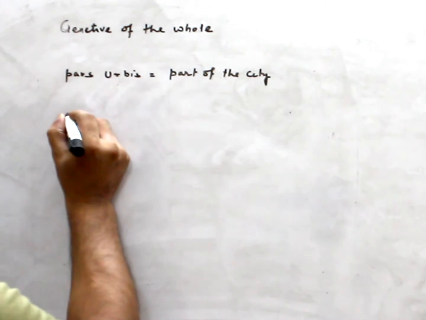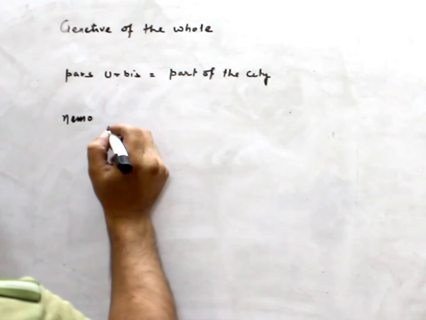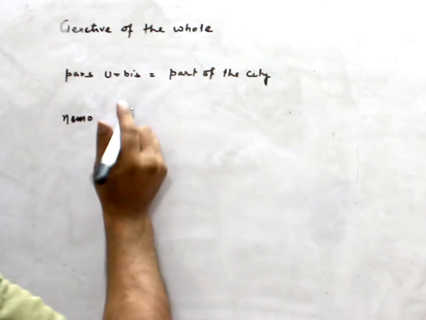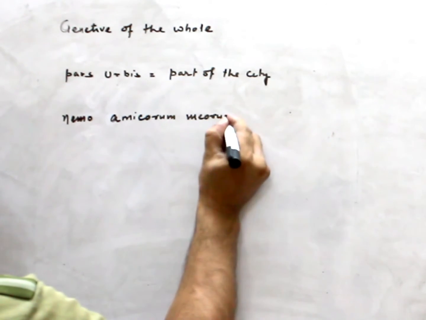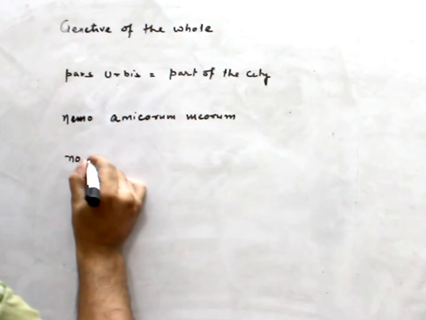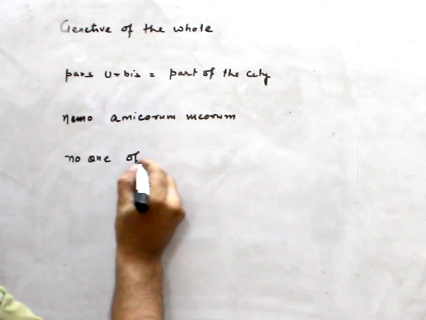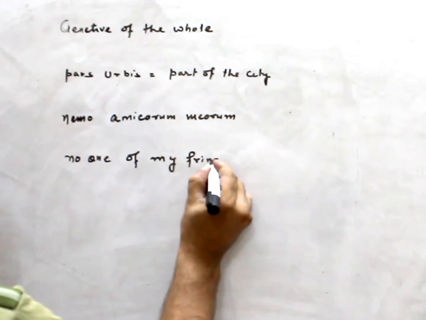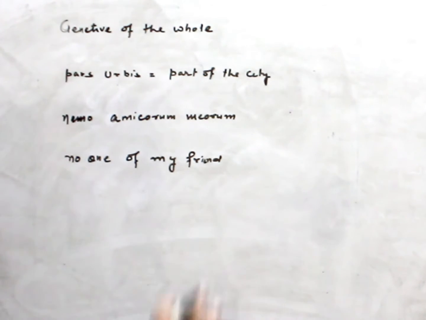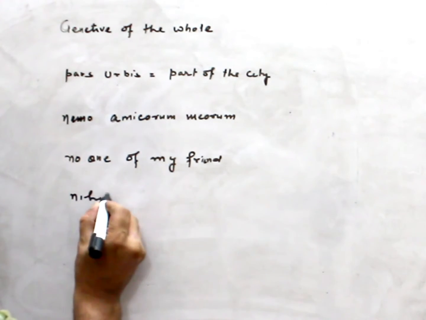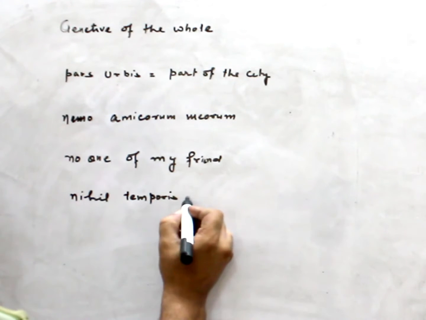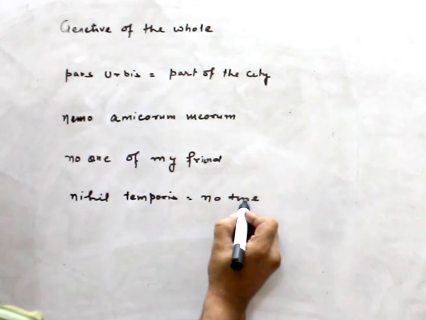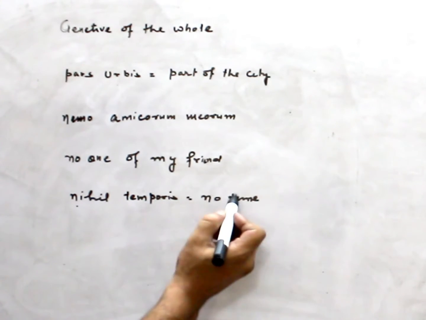And one more, nemo amicorum meorum. Nemo means no one, and of my friends. Simply I can say no one of my friends. Similarly, nihil temporis. This means we say no time. Actually, nothing of time. So this we say no time.